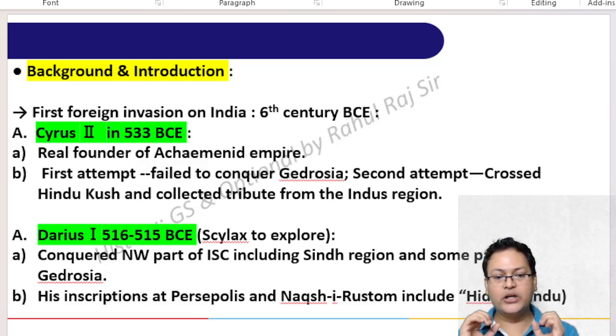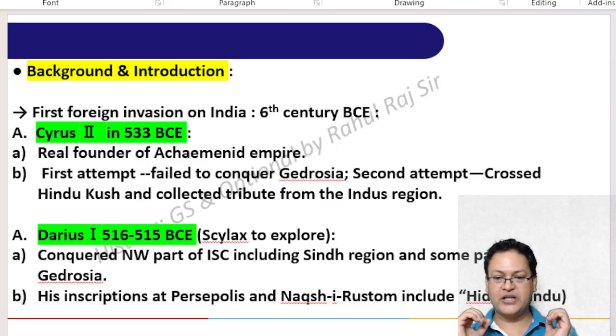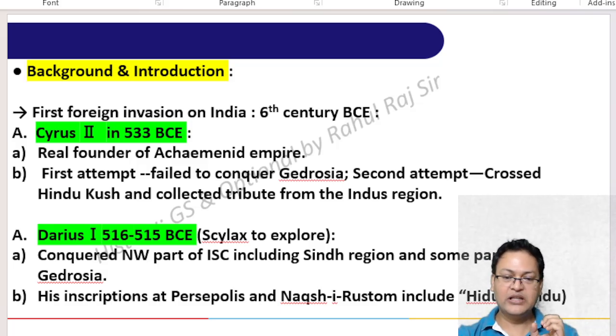Like, he conquered the northwestern part of the Indian subcontinent, including eastern Afghanistan and the entire Pakistan, including the Baluchistan region, which his predecessor Cyrus could not do. And also some parts of J&K and Indian Punjab. One interesting thing about Darius is that in his inscriptions at Persepolis and also Nakshe Rustam, just remember Persepolis, which was his capital, he has used the word Hindu for the first time.